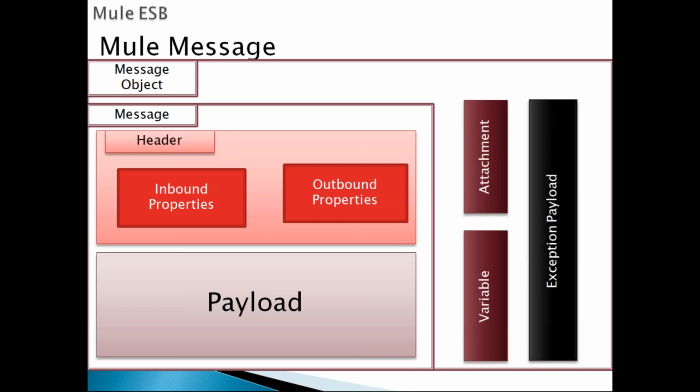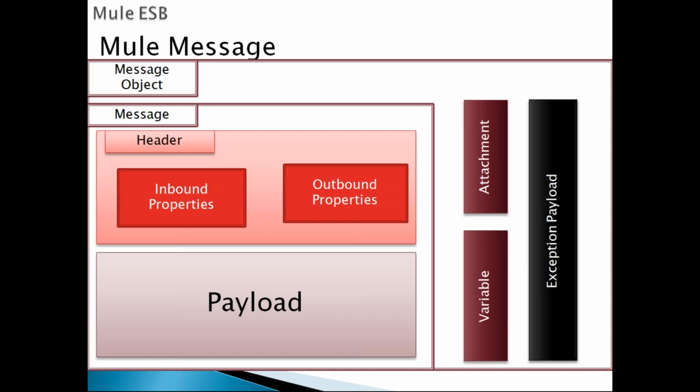Other than metadata, what is important is the payload. Whichever format we are giving the response in, whether JSON, Java, or XML, the response will be in the payload. So the payload is very important. Then we come to variables, attachments, and the exception payload.